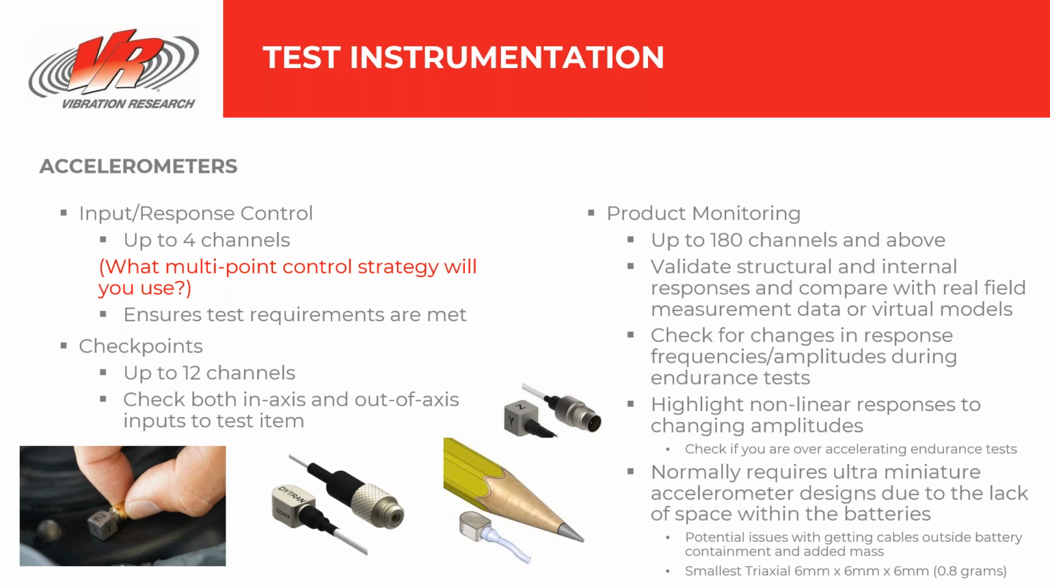Normally, these internal accelerometers inside battery packs, there's obviously not a lot of space inside battery packs, so you are looking to get in some of the really small Tigany ultra miniature accelerometers to do this. So here's some examples of some really quite small accelerometers you can get now. I think the smallest is about 6 millimeter cubed, about 0.8 of a gram as a triaxial accelerometer.